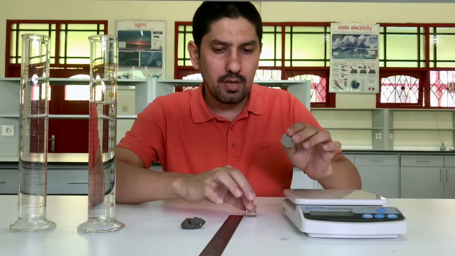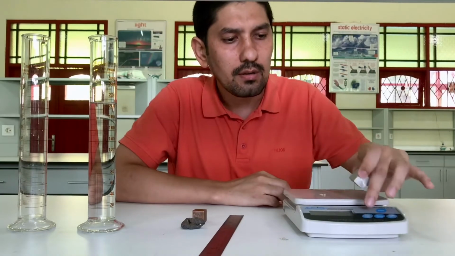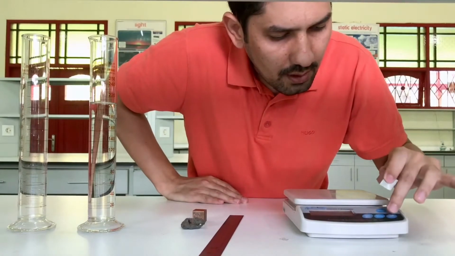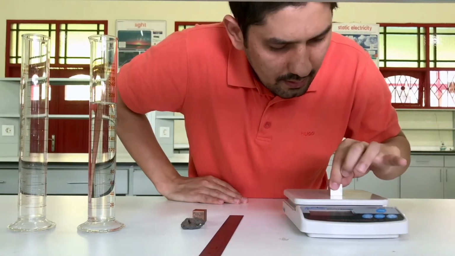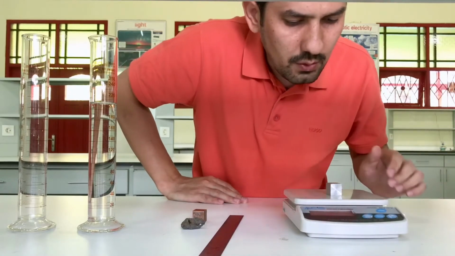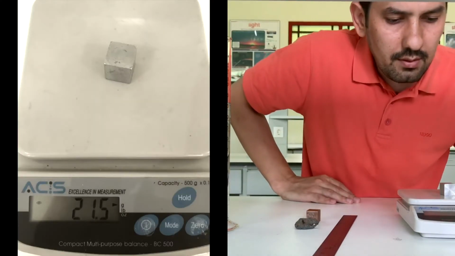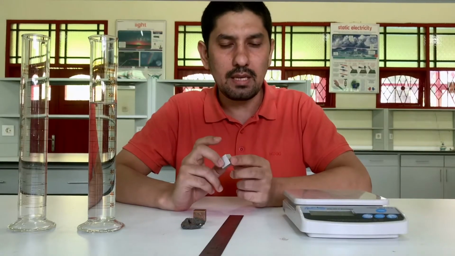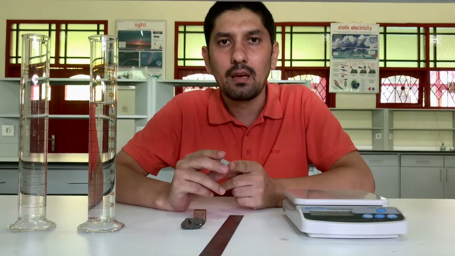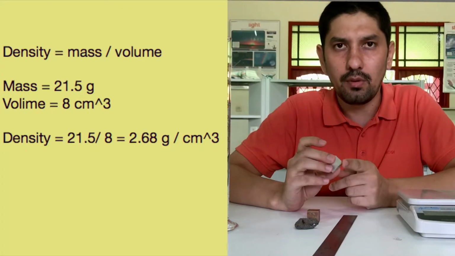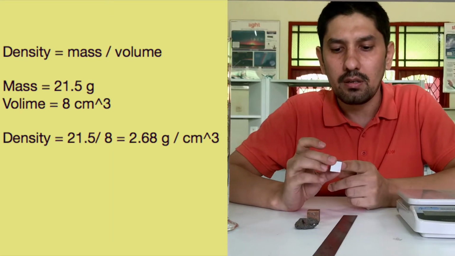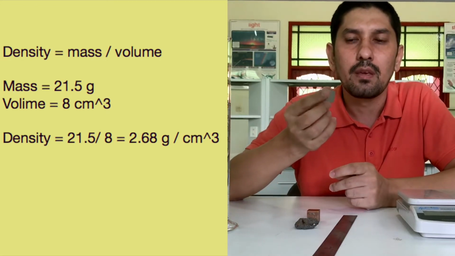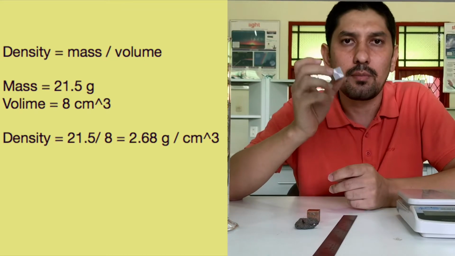Let us measure the mass of the aluminium block. First, let's switch on the balance and make sure it is still 0. The mass is 21.5. So now we know the mass and the volume of this block. The mass is 21.5 grams over a volume of 8 centimeter cube, so the density of the aluminium is 2.68 gram per centimeter cube.